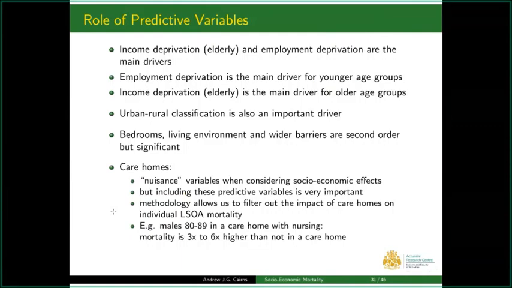So for example, if you look at the results, then for males in the highest age group, 80 to 89, if they were in a care home with nursing compared with not, then mortality is 3 to 6 times higher.